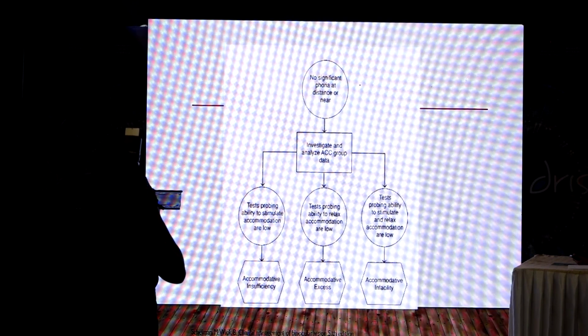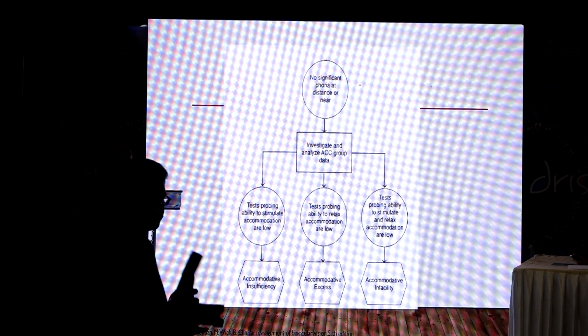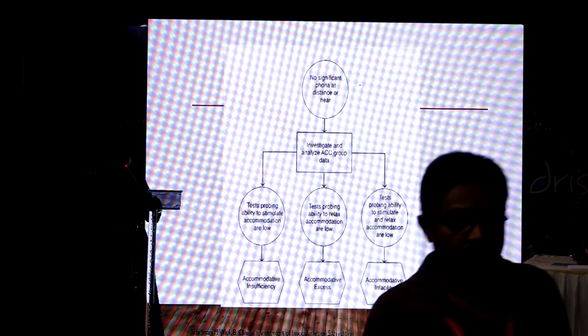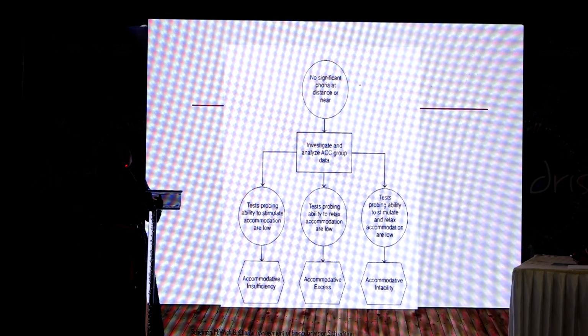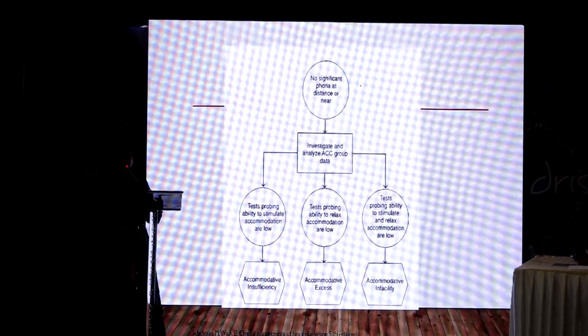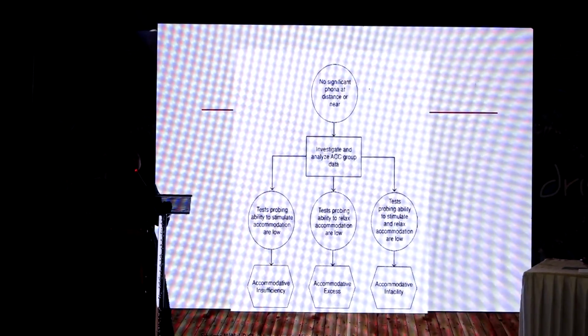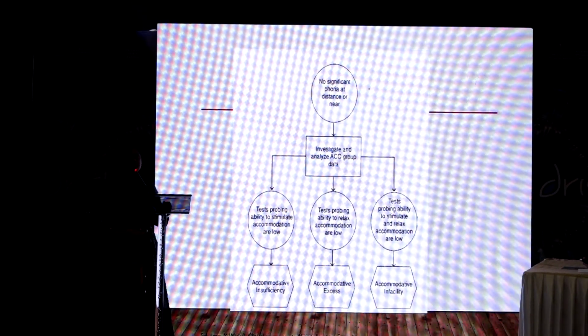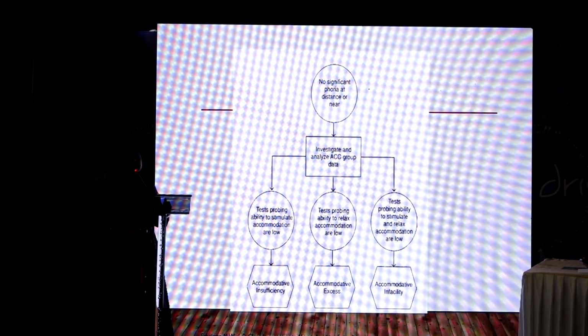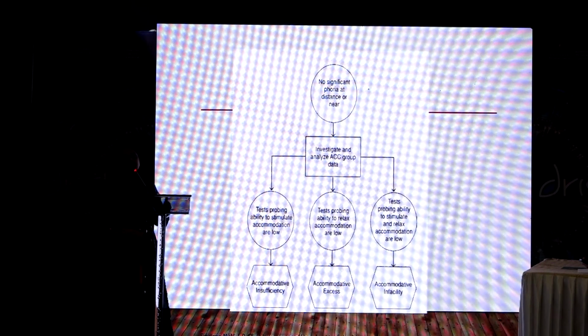So, first we test those which require the stimulation of accommodation, like using the minus lenses, and if they are affected, that means the patient has accommodative insufficiency. If the tests probing the ability to relax the accommodation, especially using the plus lenses, are problematic, then we have to think in terms of accommodative excess. And if both the tests, those that require the stimulation of accommodation as well as the relaxation of accommodation, are affected, then it is accommodative infacility.